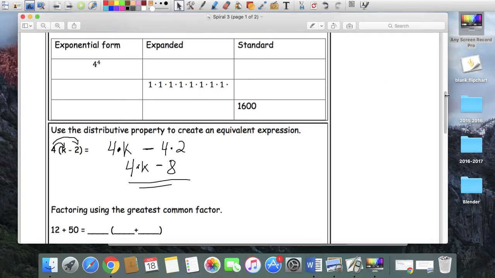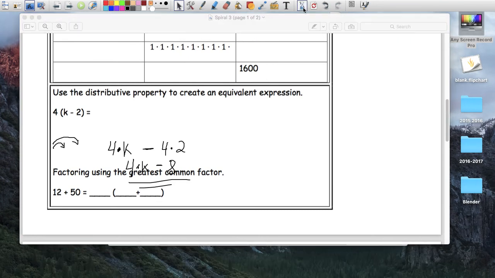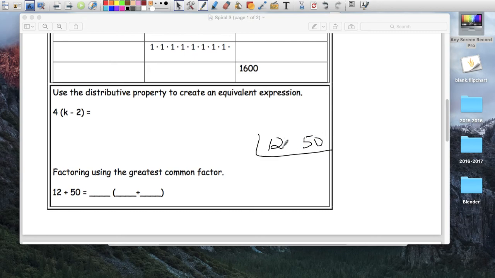At the bottom, 12 plus 50 equals. So let's find something that's in common between 12 and 50. What's the greatest number that can go into 12 and 50? That's the GCF. So 2 goes into 12 6 times, 2 goes into 50 25 times. Can any other number go into 6 and 25? No. That's the GCF. So 2 goes outside. Inside I put 6 and 25. Let's see if that's true. 2 times 6 is 12, and 2 times 25 is 50. There you go. So those two expressions are equivalent.